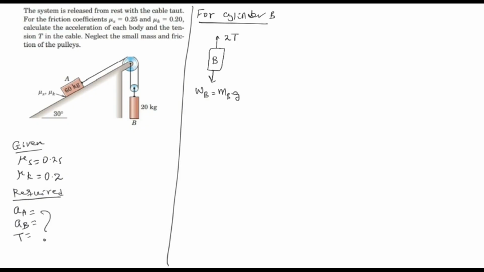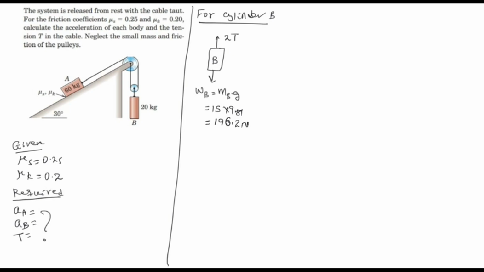So the weight of the cylinder is now becoming 15 times 9.81, and it will become 196.2 Newton. This is the weight of the cylinder.